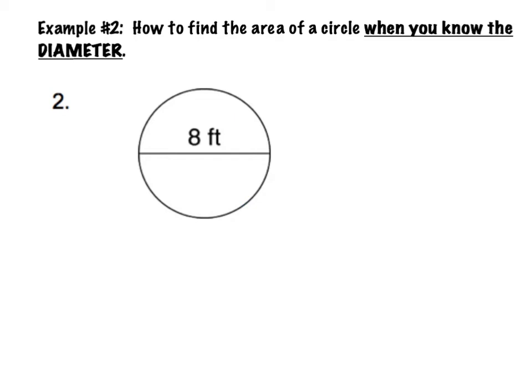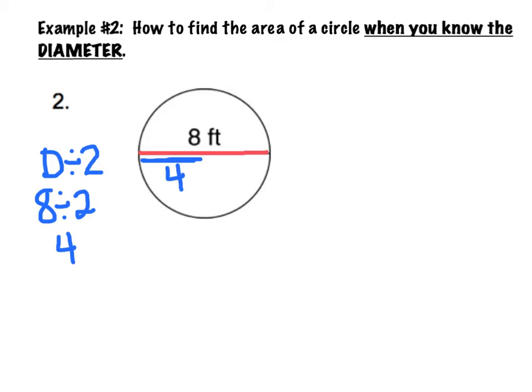Example 2 now says we are going to find the area of a circle if we know the diameter. So remember from earlier this week, diameter is the number that goes all the way across the circle. If you have the diameter, we really don't want that. We only want halfway across the circle. So you need to divide your diameter by 2. So 8 divided by 2 is 4. So really, I'm going to be working with the number 4.